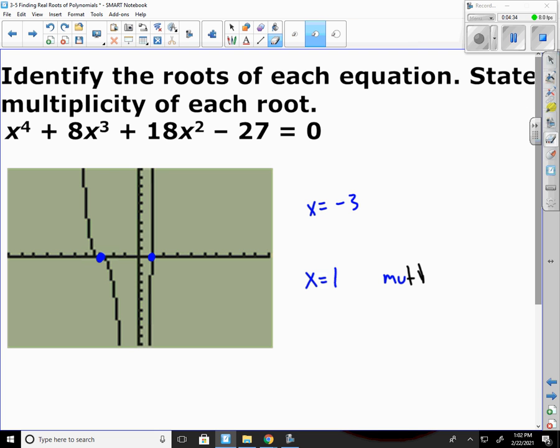Sorry. Apparently I can't spell multiplicity. Multiplicity of 1, because it doesn't bend as it's crossing. Back here, it does bend as it's crossing. So this is at negative 3, and it's bending. I need a total of 4. I have 1. That means my next has to be an odd number that's greater than 1. So it's got to be 3.